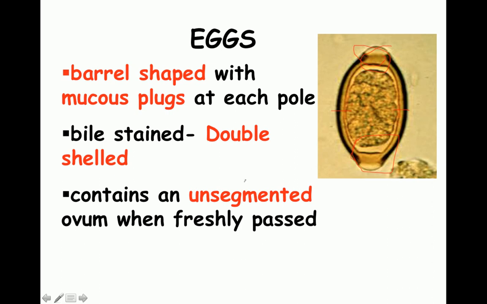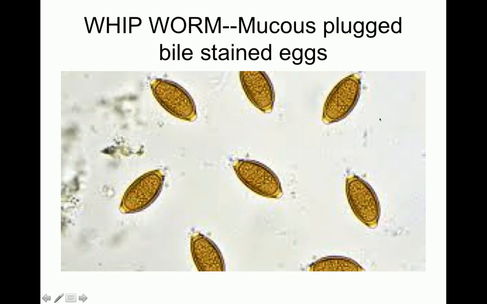And when they are freshly passed, they are unsegmented. Their further development occurs in the moist, shady soil, and they become embryonated, which is the infective form or the infective stage of this parasite. So these are barrel-shaped eggs. The shape is barrel-shaped, and they have this mucus plug at both the ends, and it is double walled and it is bile stained. This is something important. All of you should know about the egg of this parasite. Another slide showing you the same mucus plug bile stained eggs.